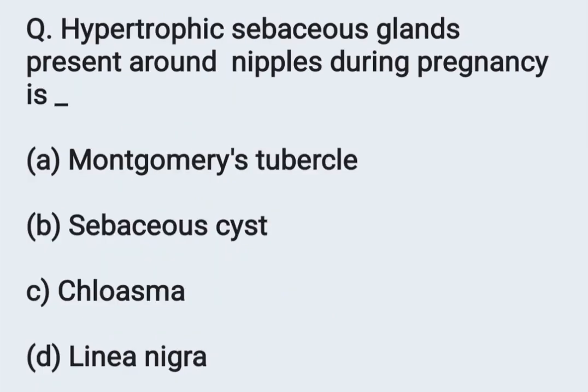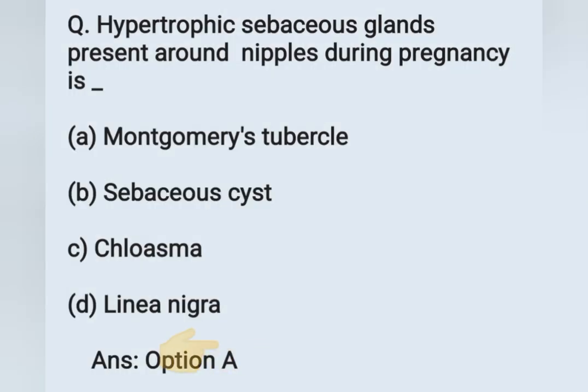Hypertrophic sebaceous gland present around the nipple during pregnancy is. Option A, Montgomery tubercle. Option B, sebaceous cyst. Option C, chloasma. Option D, linea nigra. Hypertrophic sebaceous gland present around the nipple during pregnancy is known as Montgomery tubercle. Option A is the correct answer.